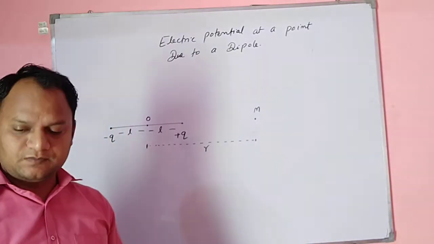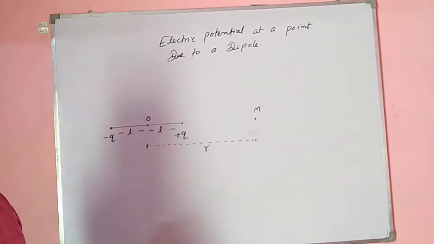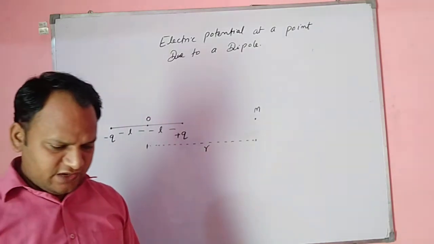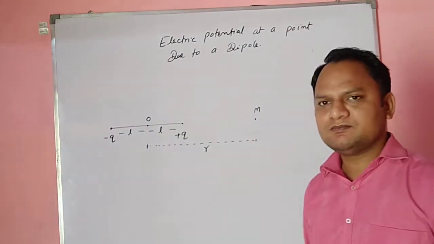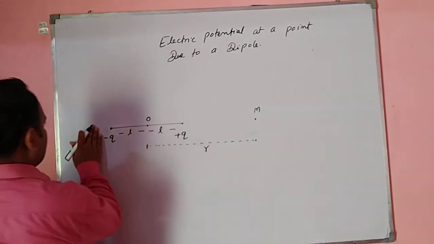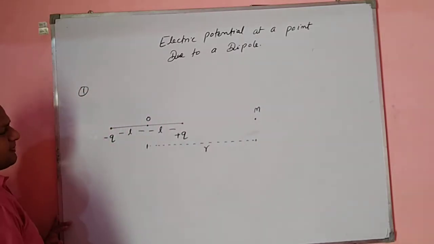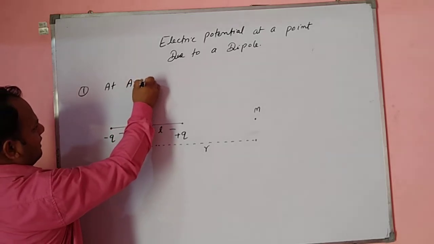Hello friends, our today's topic will be electric potential at a point due to a dipole, in which we will very quickly discuss the various cases, the various configurations. And first of all, the first case is at axial point.